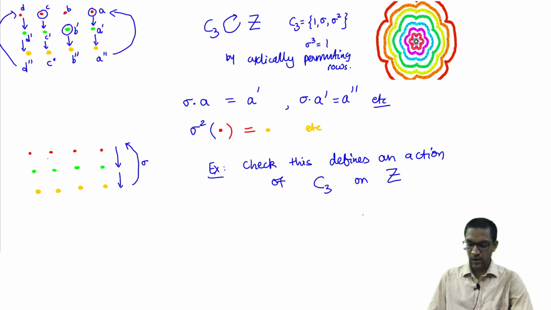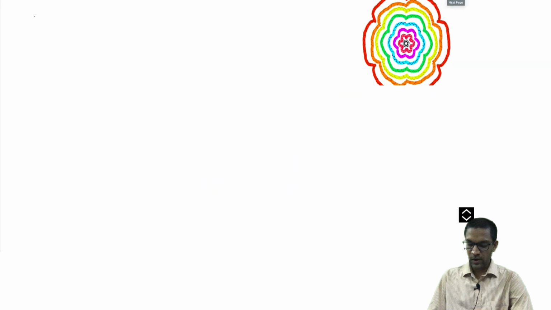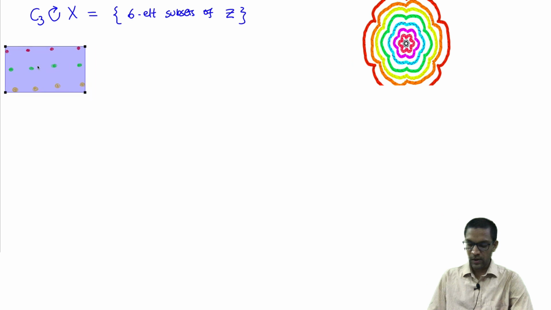How do we define an action of the cyclic group on the set X here? Okay, so I need an action of C3 not on Z itself, but I want to understand how to define an action on X. And what was X? If you remember, this was the set of all 6 element subsets of Z, right? All collections of 6 dots. So how do I do that? Well, there's again the obvious thing. If I have a set of dots, and let's say I have a collection of 6 dots, for instance, suppose I take these 4 and these 2. Here's a collection of 6 dots.